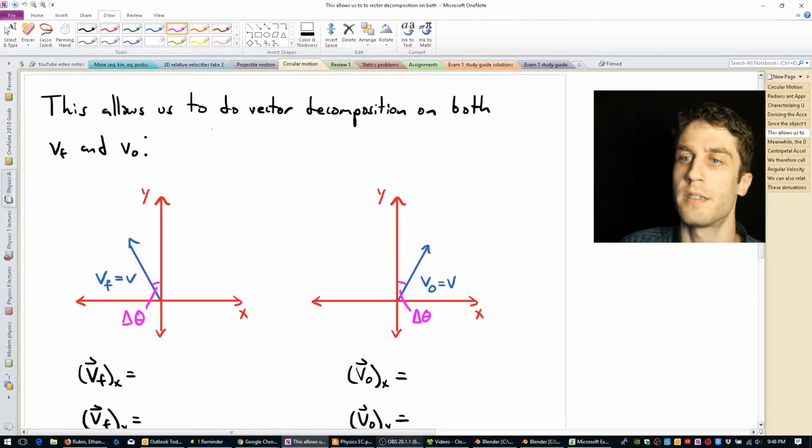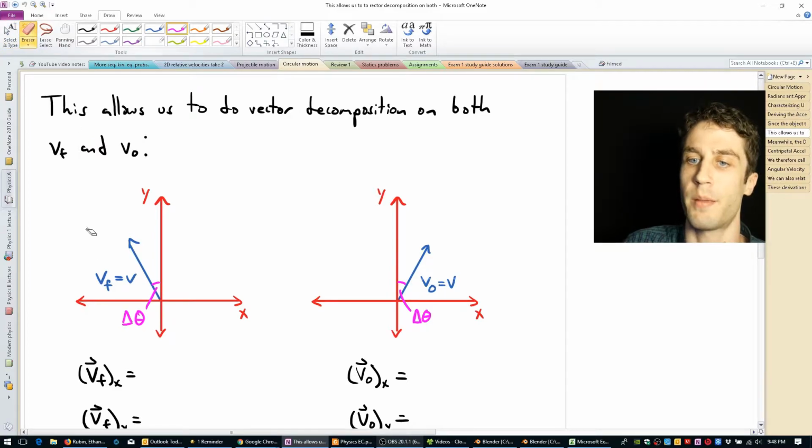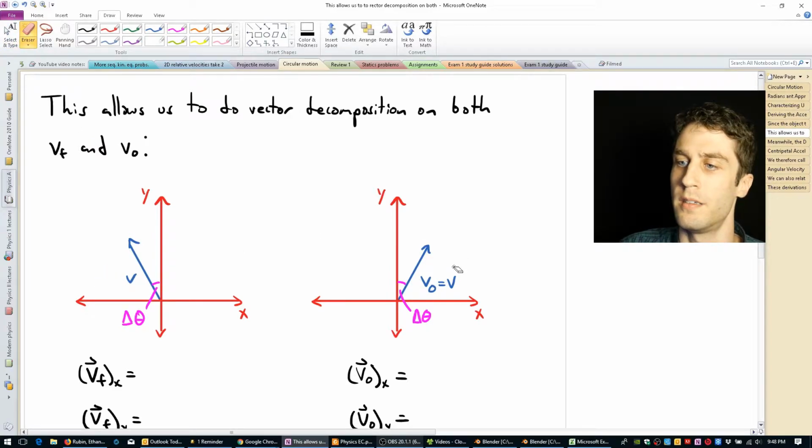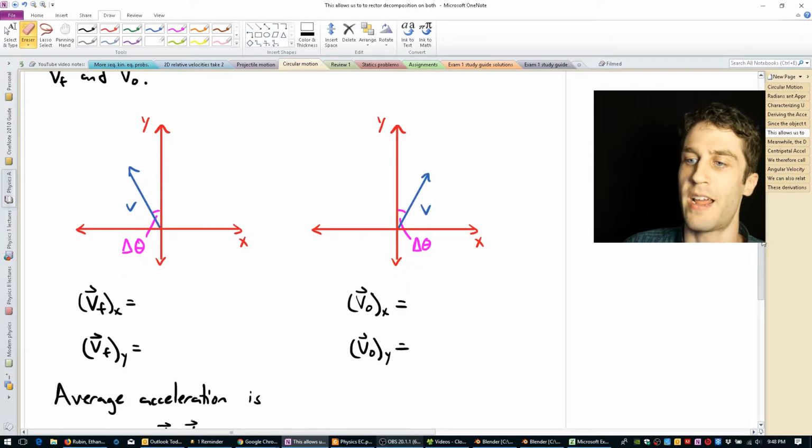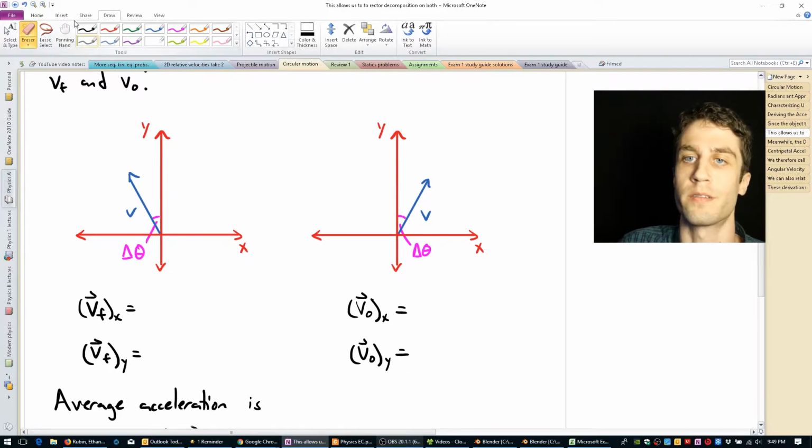So this allows us to do some vector decomposition on both v final and v initial. Remember that they both have the same magnitude of v. So we'll just write them as v. And this should by now look pretty familiar to you. This is a very similar notation to what we used when we were doing vector addition of velocities in two dimensions.